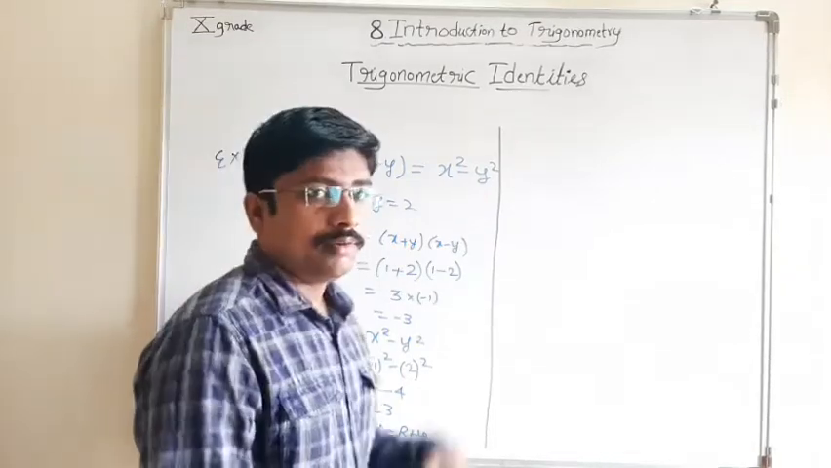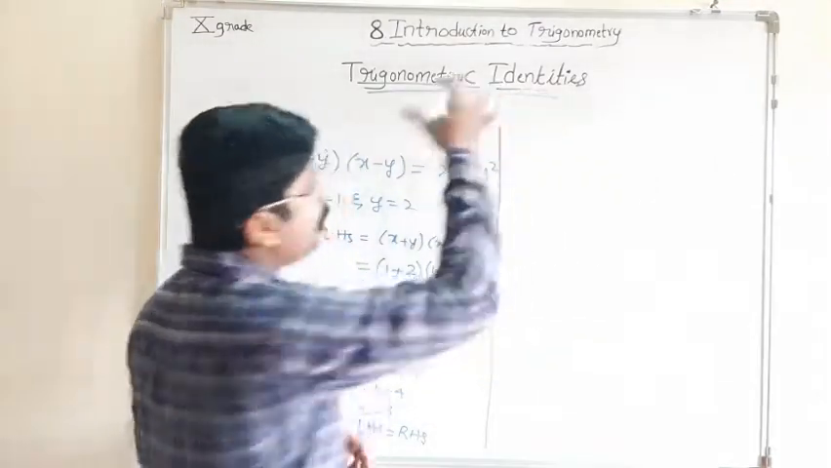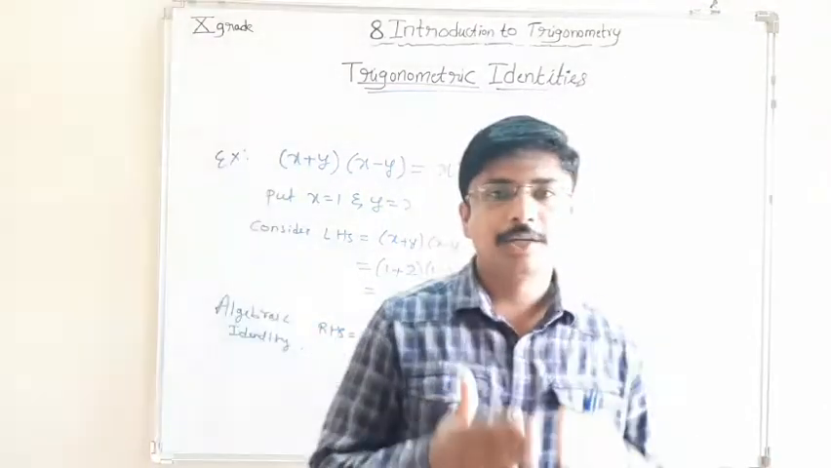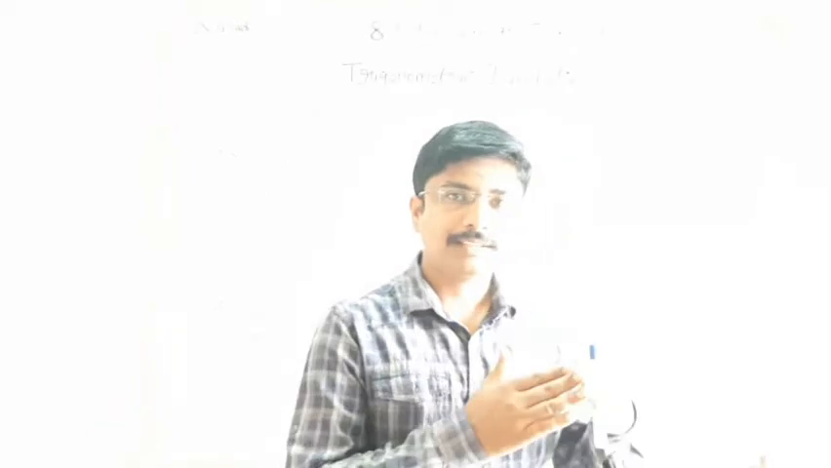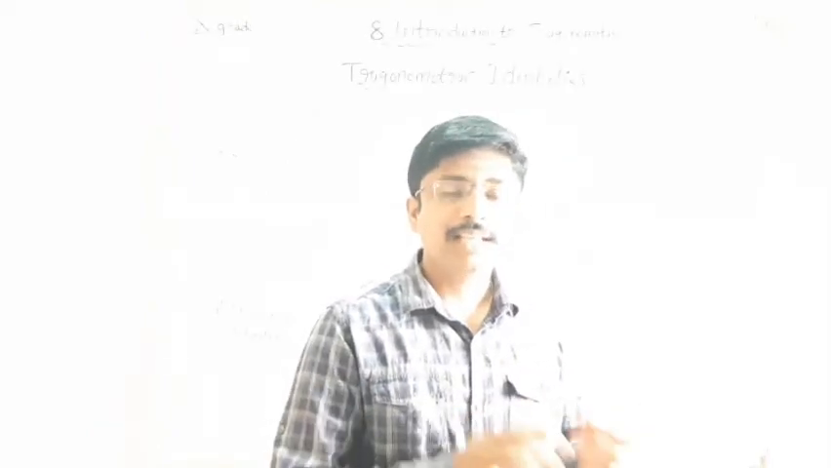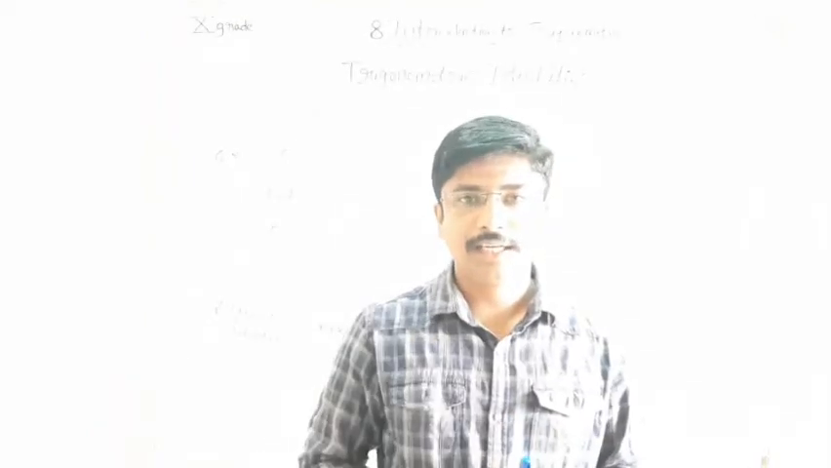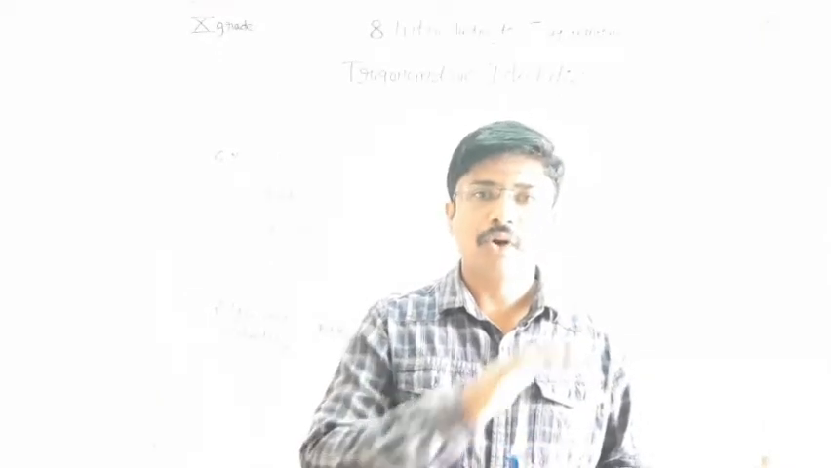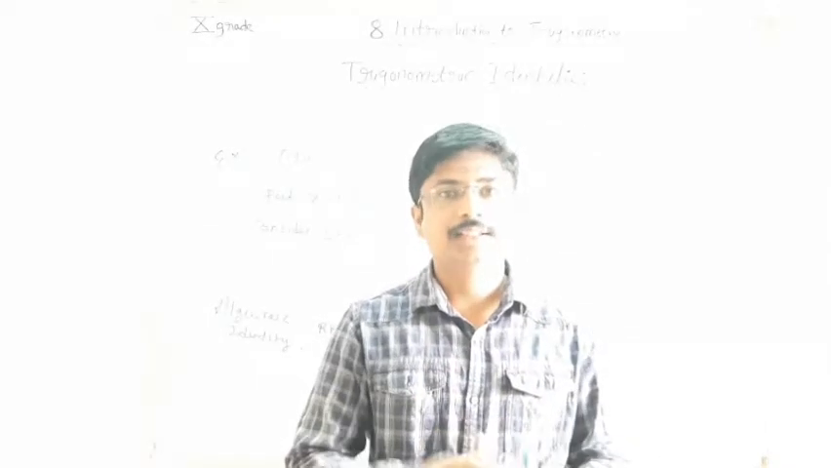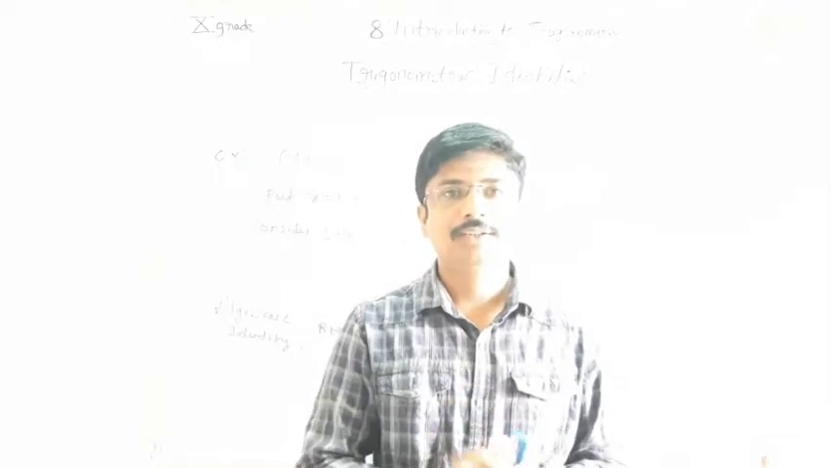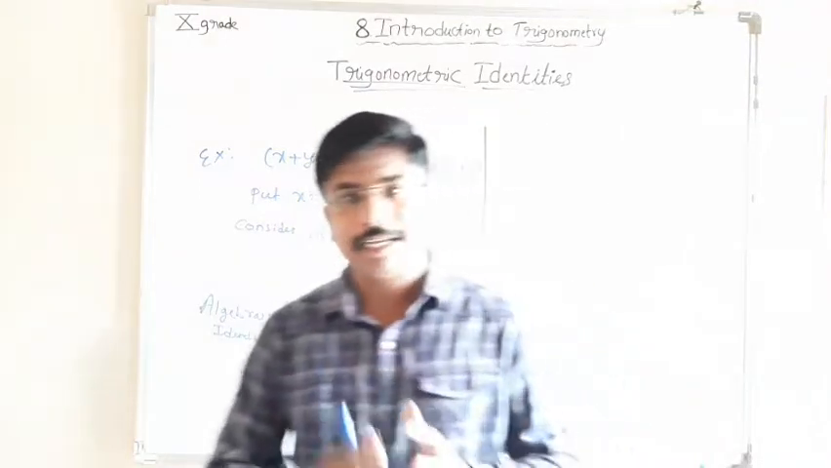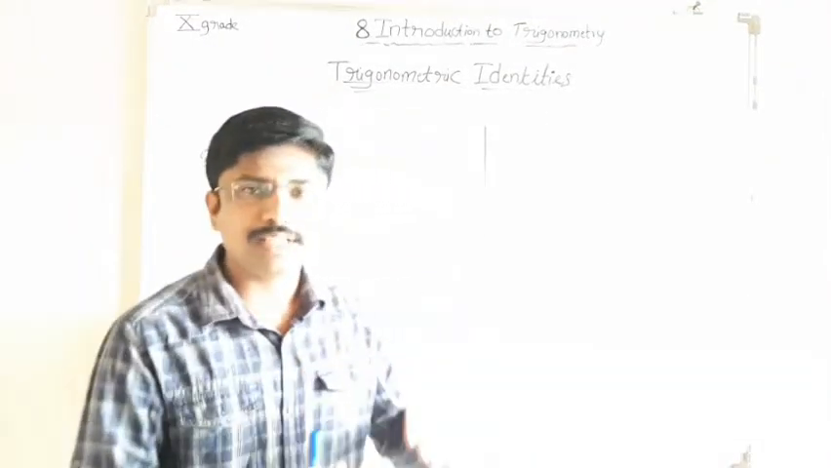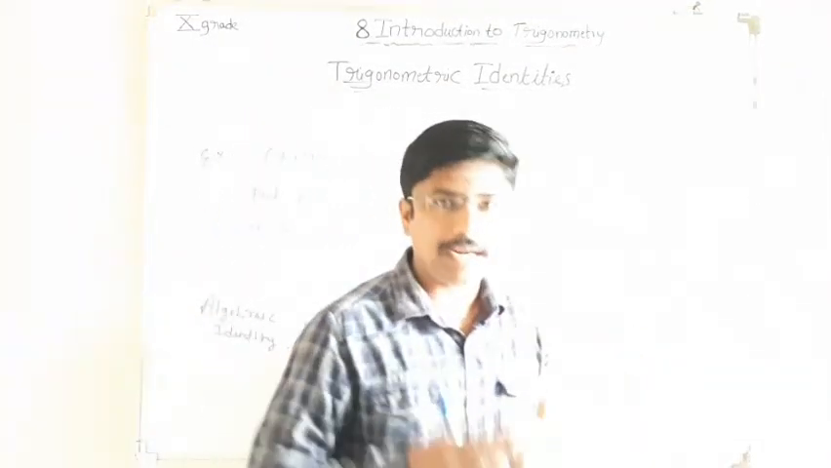Similarly, we will consider it for trigonometric identities. An equation involving trigonometric ratios of an angle is called a trigonometric identity if it is true for all the values of the angle, say theta, that are involved. In this section we will prove one trigonometric identity and use it further to prove some other important identities. Okay, are you ready? Yes.